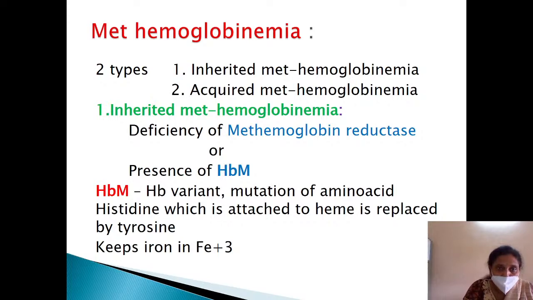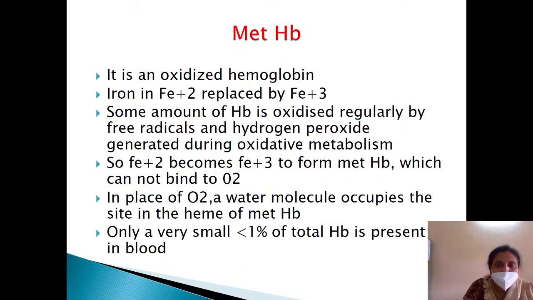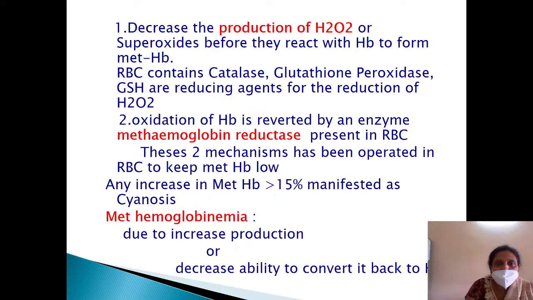Methemoglobin is one of the types of hemoglobin where, in place of Fe+2, Fe+3 exists, which is unavailable for transport of oxygen. Its concentration is less than 1%. There is continuous production of free radicals and H2O2 in the metabolism, which may continuously oxidize Fe+2 to Fe+3, but the level is maintained by the enzymes present in the RBC: catalase, glutathione peroxidase, and reduced glutathione, that is GSH. All of these keep the H2O2 levels low, and methemoglobin is converted back to hemoglobin by the enzyme methemoglobin reductase.